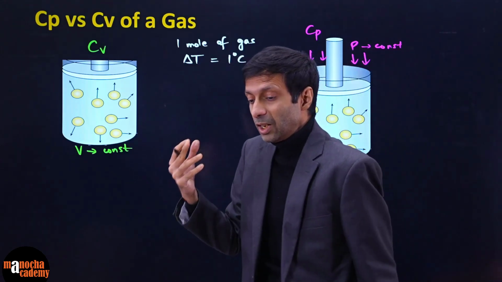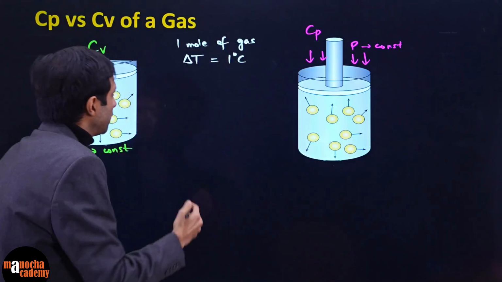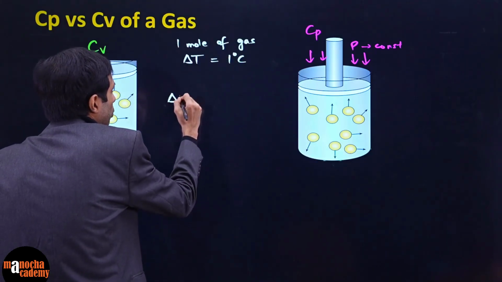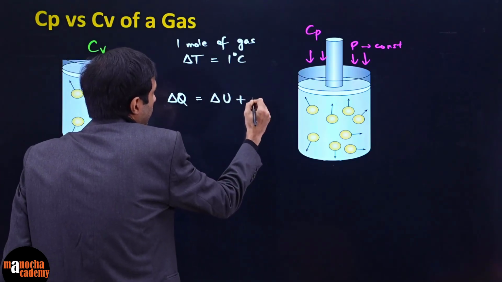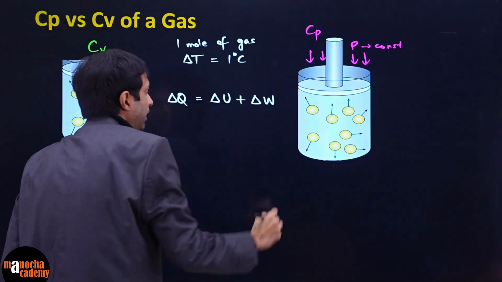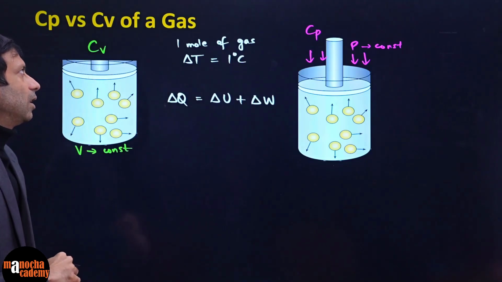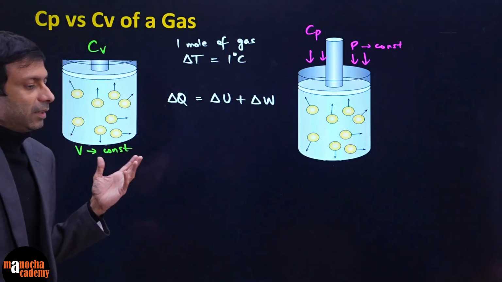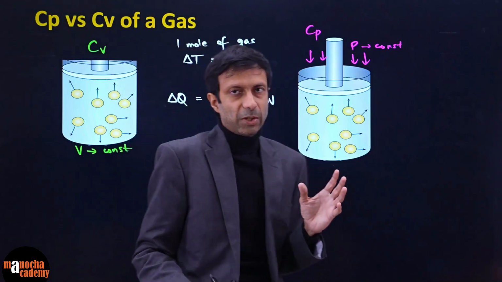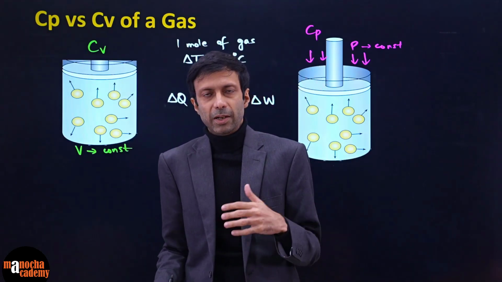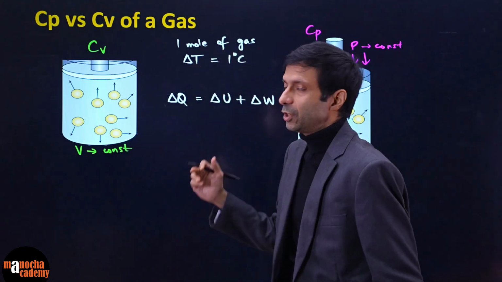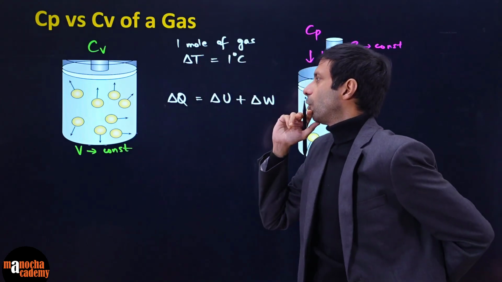Again, use the first law of thermodynamics. What did that say? That delta Q is delta U plus delta W. Correct? Okay. And these molar specific heats are basically how much heat you need, right? Per unit mole, right? Per unit degree rise. So which one needs more heat? So let's look at the constant volume case.